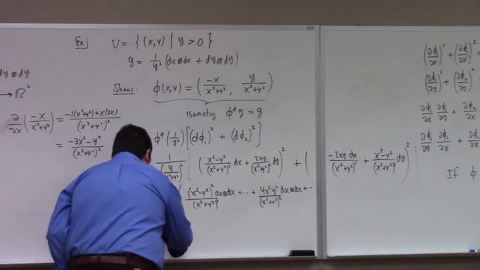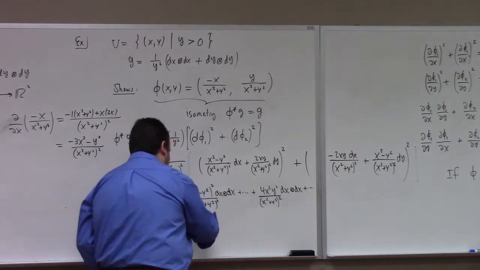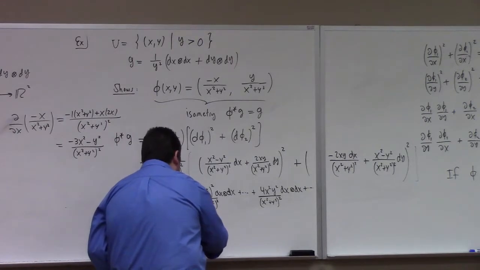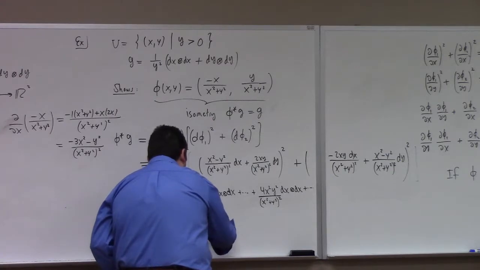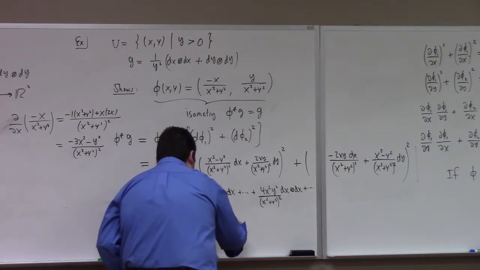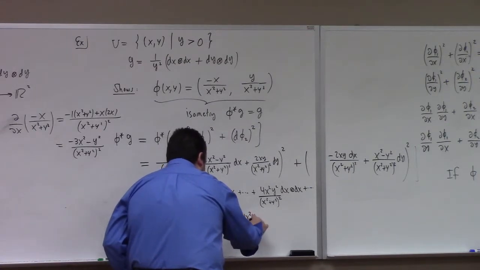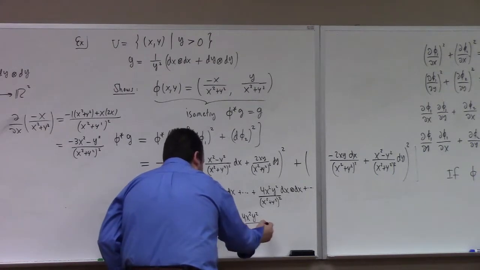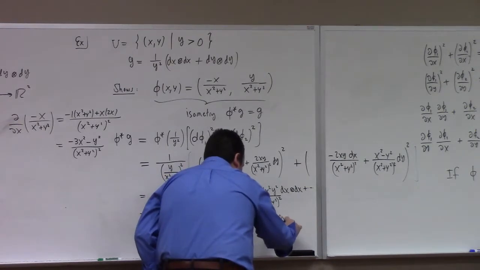Anyway, 1 over y squared. And so that's going to give us x to the fourth minus 2x squared y squared plus y to the fourth, right? Plus 4x squared y squared divided by x squared plus y squared, squared, dx tensor dx plus other terms.